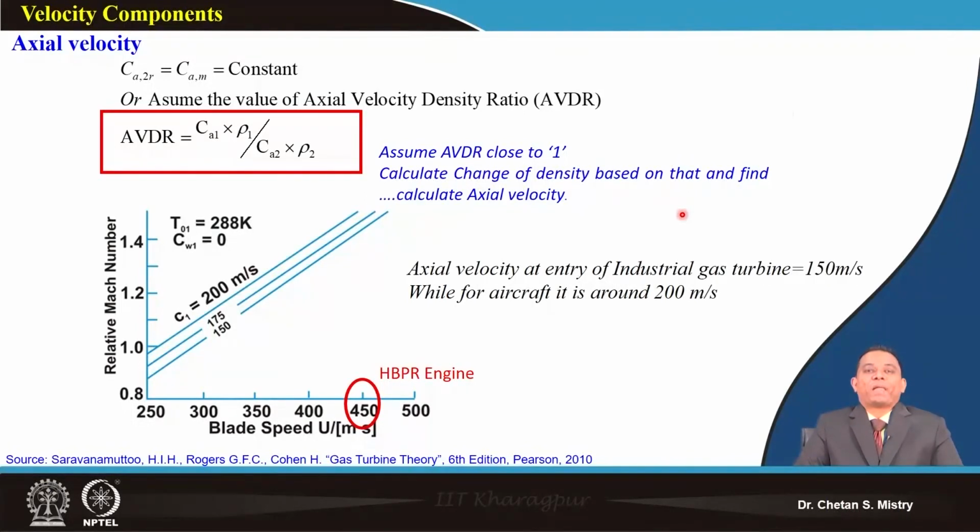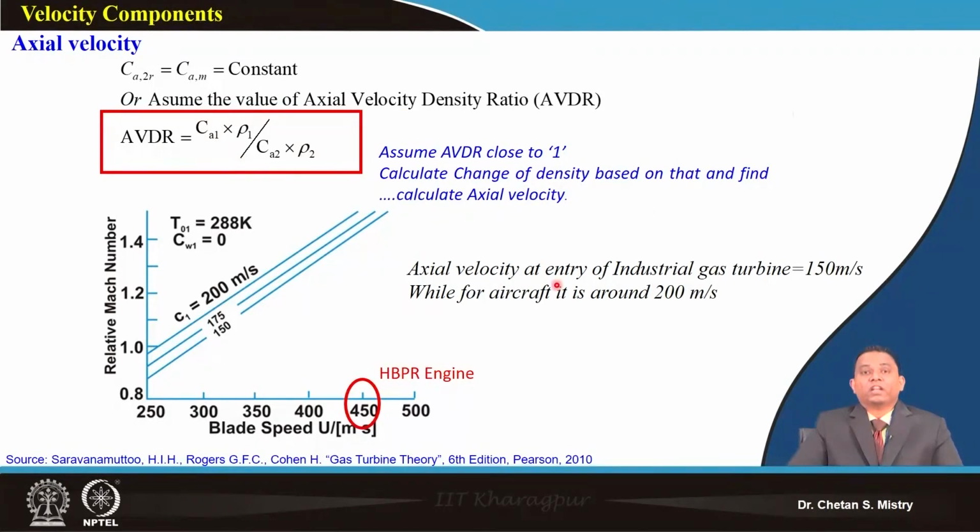ratio. Okay, and if you recall, this is the plot we were discussing when we were looking for higher aerodynamic loading or higher pressure ratio or per stage pressure ratio. And here, this is representing my blade speed versus relative Mach number, and these are nothing but my entry absolute velocity. If I am assuming my entry to be axial, we can say this is representing axial velocity.